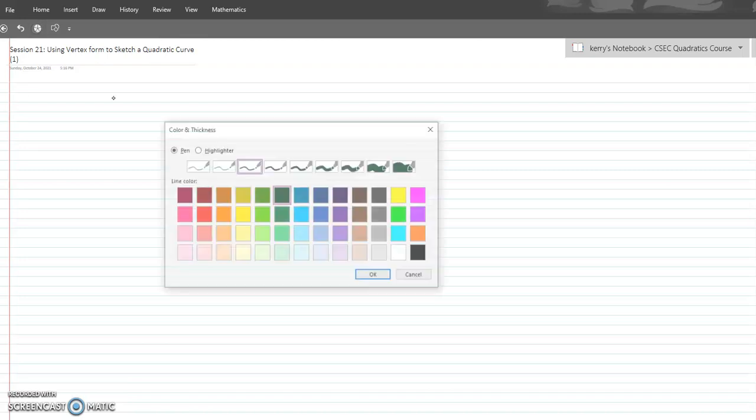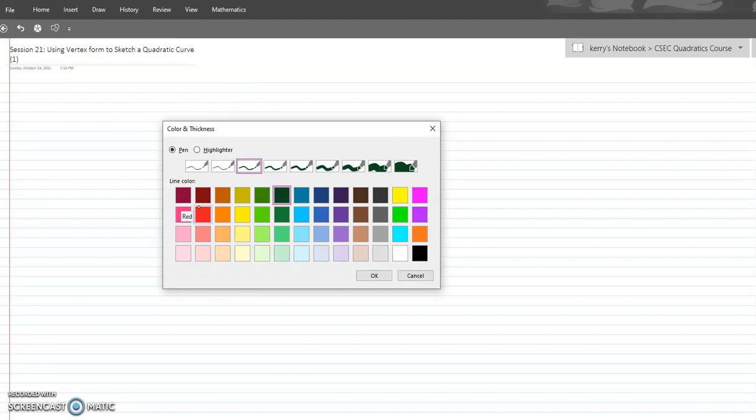So, using vertex form to sketch a quadratic curve, we almost finished. We're pretty much down to the end of quadratics here, right? So let's use this now. So using vertex form. If you're not sure what vertex form is, please go back to the last video. Don't stress yourself out if you're now looking at vertex form. Come to this video afterwards. Go back to the last three videos, maybe four videos, I believe, where we dealt with vertex form.